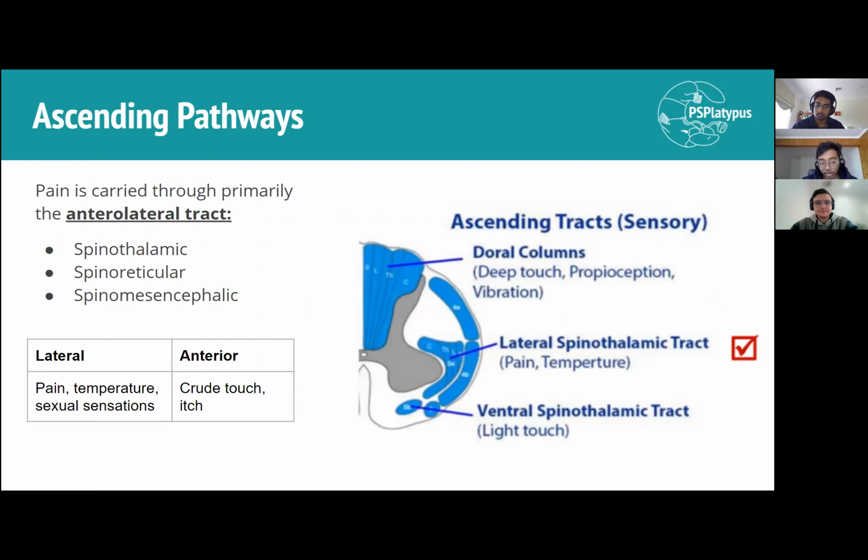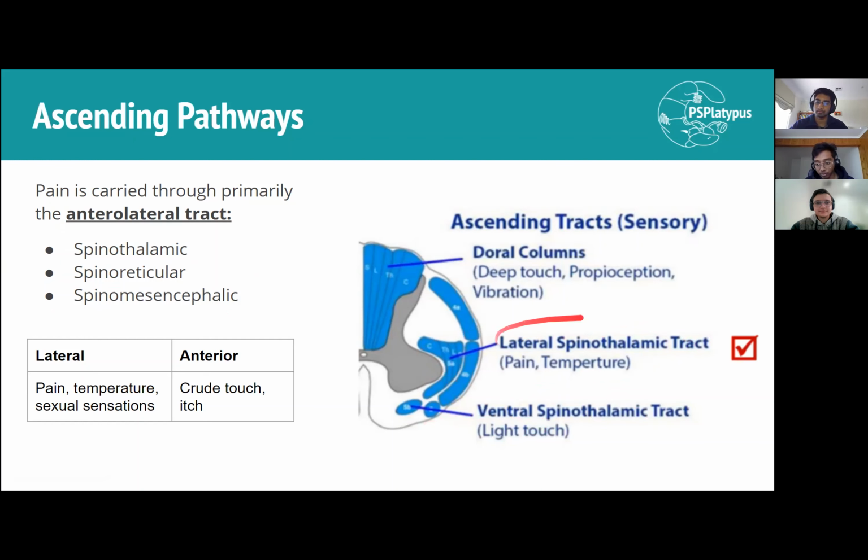Pain is primarily carried through the anterolateral tract. The anterolateral tract consists of three main ones: the spinothalamic tract, which I hope you're familiar with or have heard of, the spinoreticular tract, and the spinomesencephalic tract. I wouldn't worry too much about these two. Just knowing the name would be enough, and knowing that they're related to the anterolateral tract. But for the spinothalamic tract, we want to know that there's a ventral one and there's a lateral one as well.